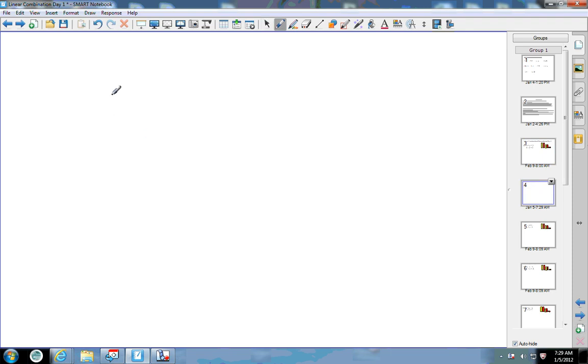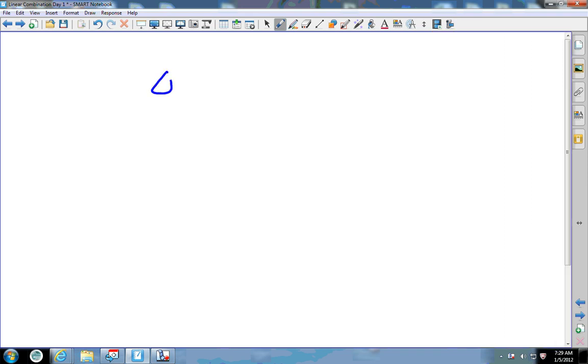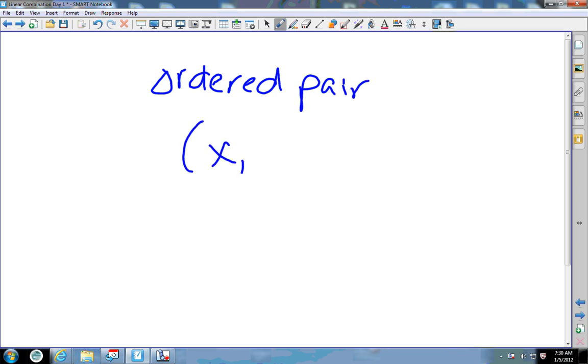First off, when we're trying to find the solution, remember, it is an ordered pair, the ordered pair x and y. That's when we have one solution. Or we can have no solution or many solutions. Remember, we talked about that yesterday.